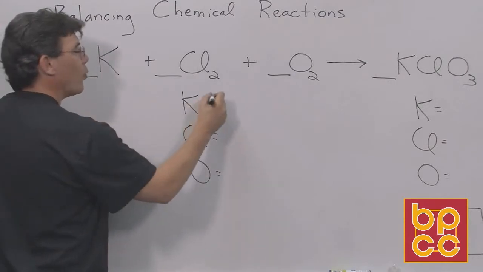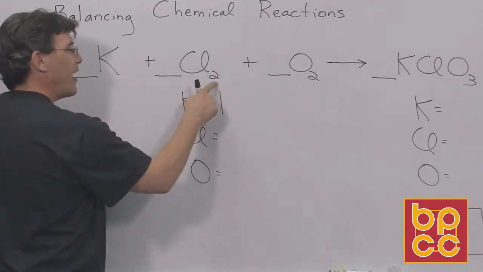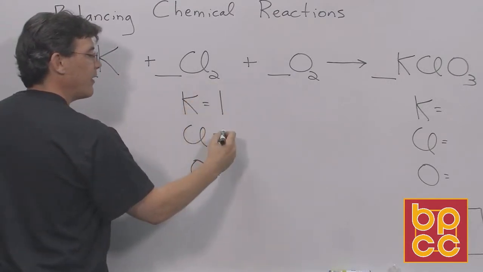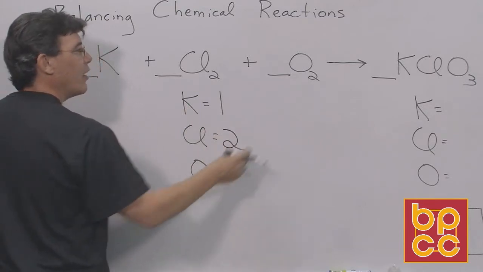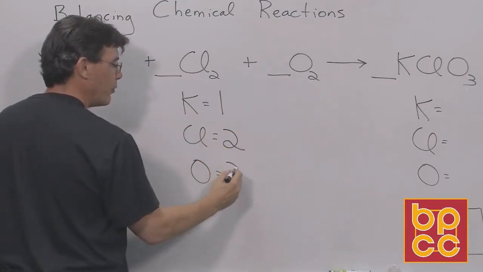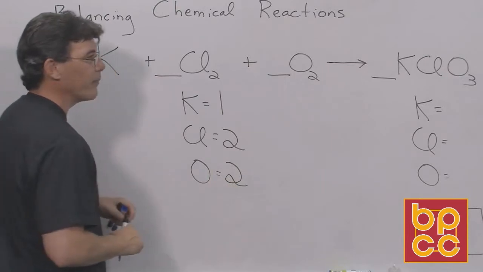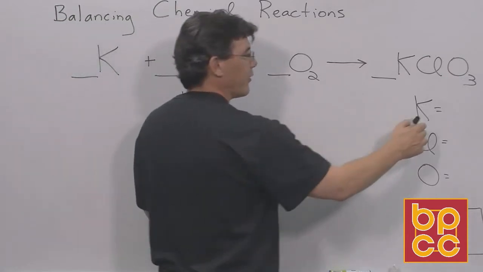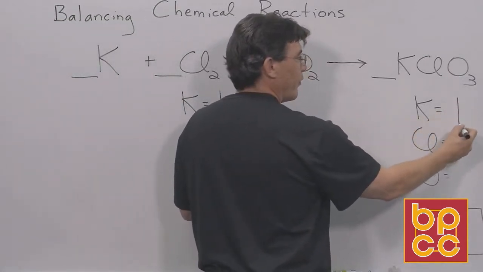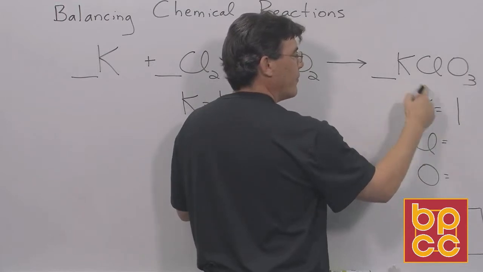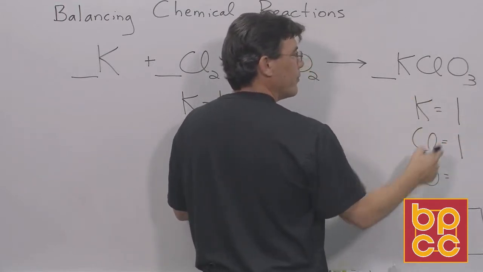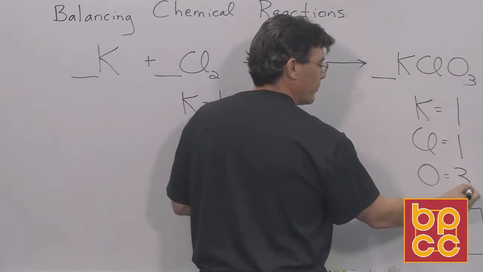So here I see just one potassium. Here I have a little 2 down below here indicating that there's 2 atoms of chlorine, and also a 2 by the oxygen down below indicating there's 2 atoms of oxygen. Let's compare that to the product side. We see in the formula 1 atom of potassium, 1 atom of chlorine, and 3 atoms of oxygen.